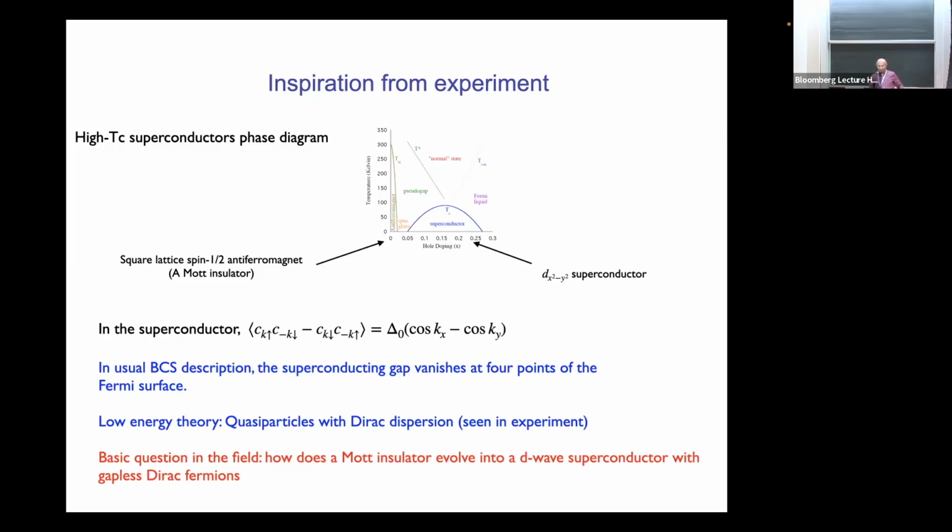Right? So the basic question in the field: how does this Mott insulator, which has no charge but the spins form a Neel magnet, how does it evolve into not just any superconductor, but a superconductor which has gapless Dirac fermions? Right? So this is one of the most basic questions in this entire field of high-TC superconductors.